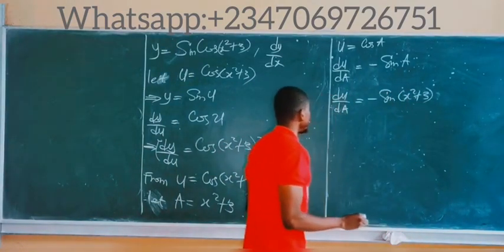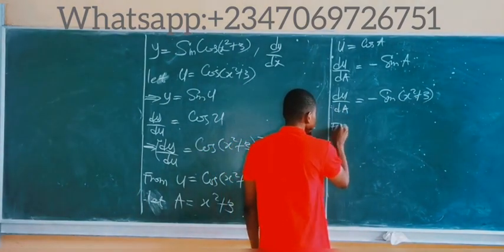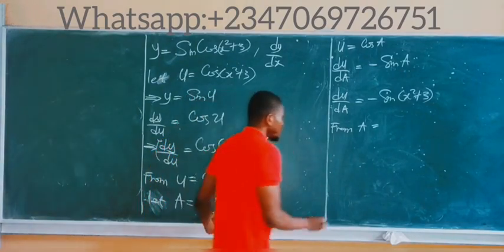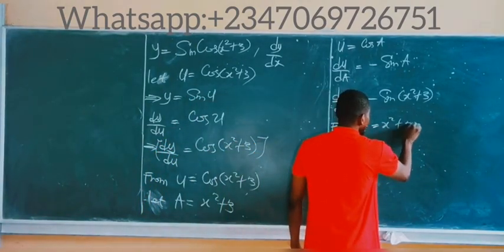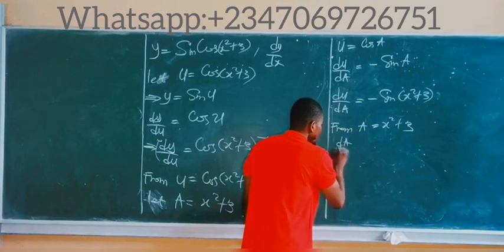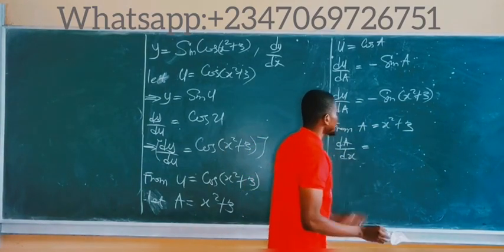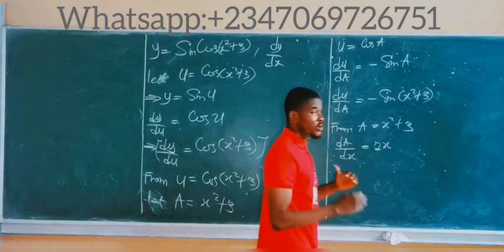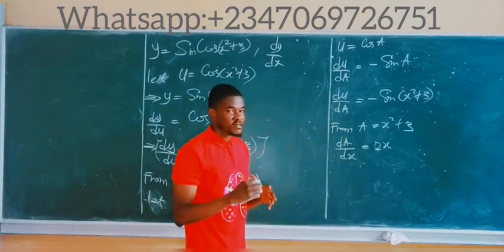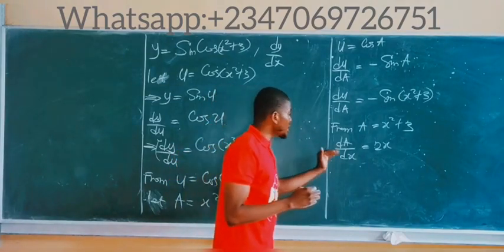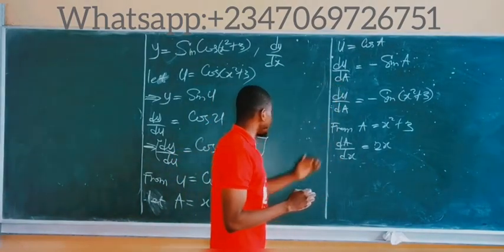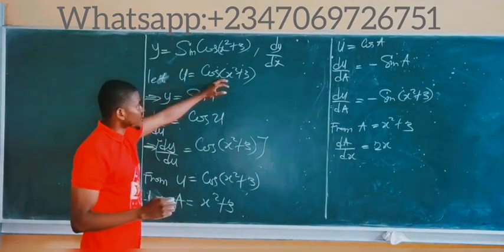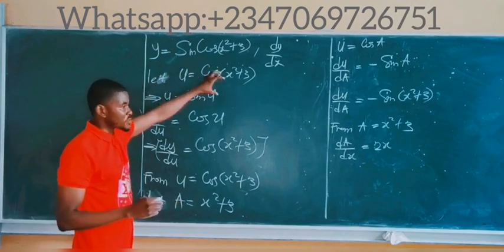This becomes du/da. Also, from a equals x squared plus 3, we differentiate a with respect to x. So if I differentiate x squared, I will simply have 2x. If I differentiate 3, it is a constant. The derivative of every constant is 0, so that one is off. Now I have da/dx, I have du/da. I can simply now find du/dx, because u is a function of x, and I said you can only differentiate u with respect to x.